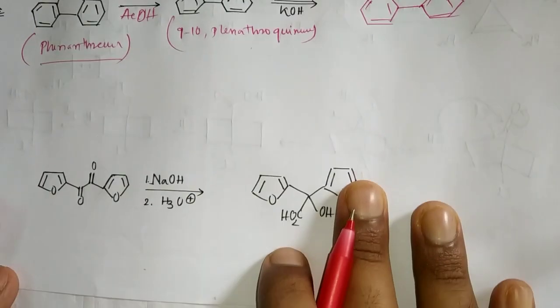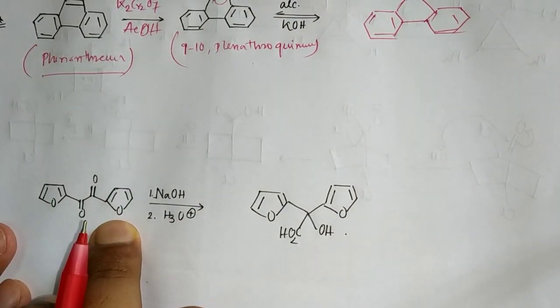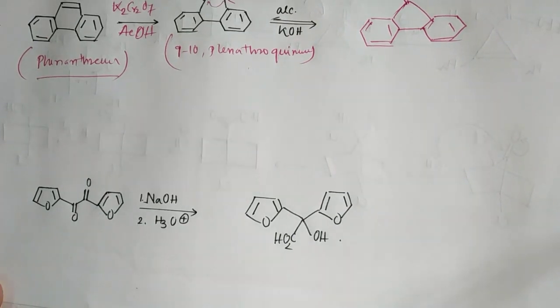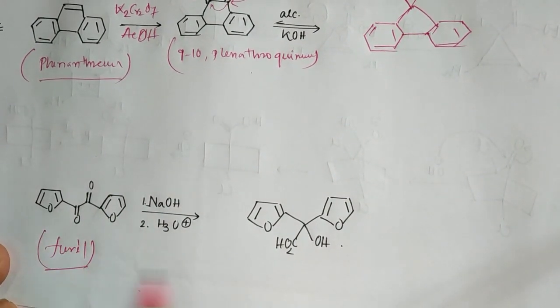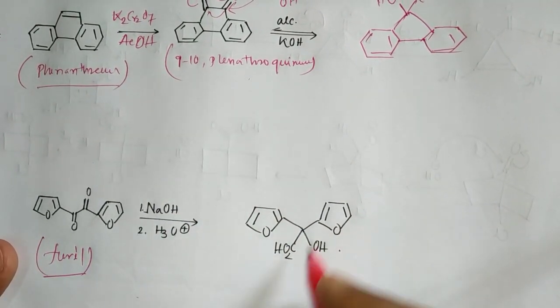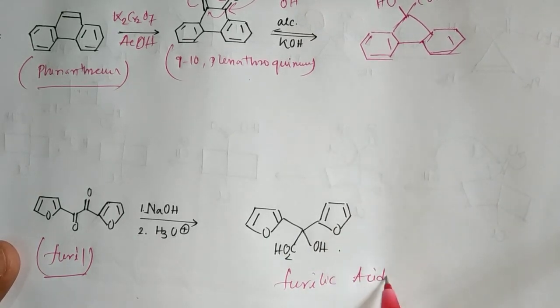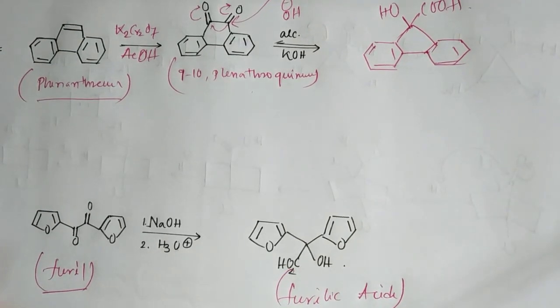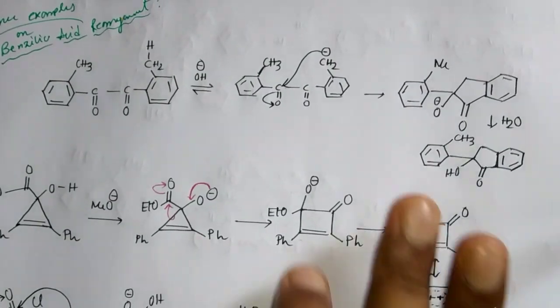Now let's see one more example of this reaction. If you have this type of compound, it is called furil, and after using NaOH and H3O plus, you get furilic acid. Okay, so this is your furilic acid. That is how we can get this type of product. Now let's see one more example of this reaction.